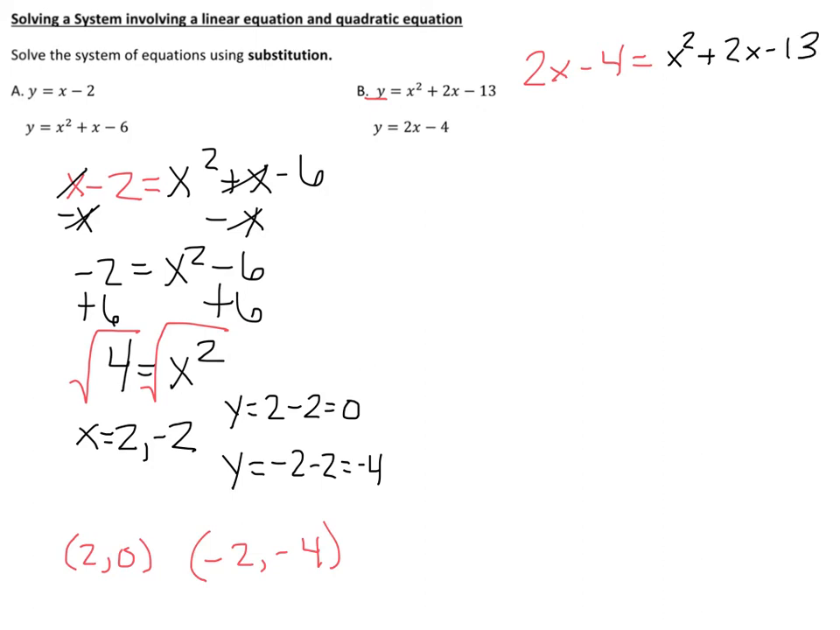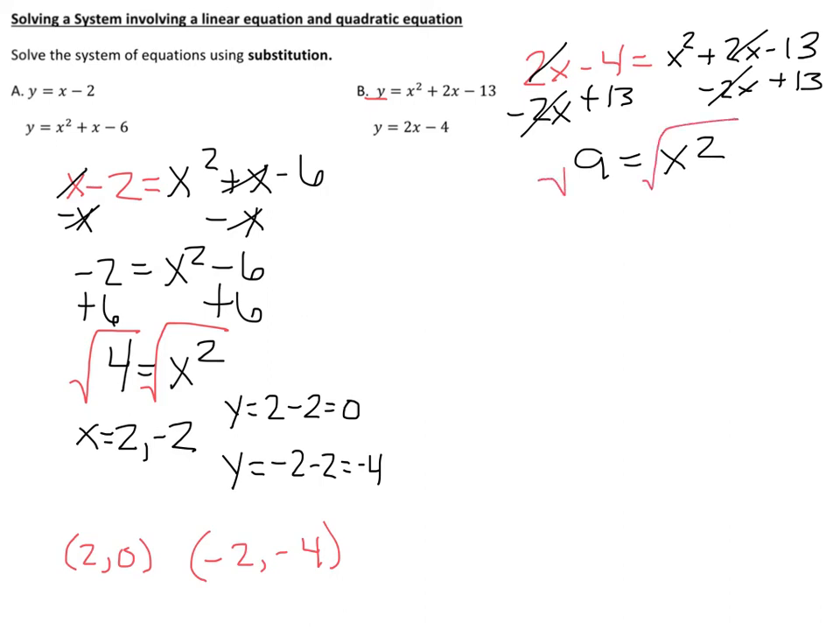And remember, I want to get my x squared value alone. So I'm going to go ahead and subtract 2x from both sides. Those are going to cancel. I'm going to go ahead and add 13 to both sides. So I'm going to end up with 9 equals x squared. And remember, to get rid of the squared, we're going to take the square root of both sides, which is going to give us x equals 3 and negative 3.